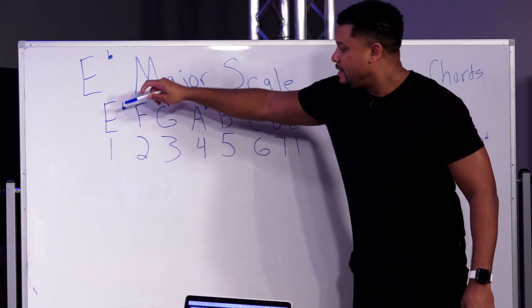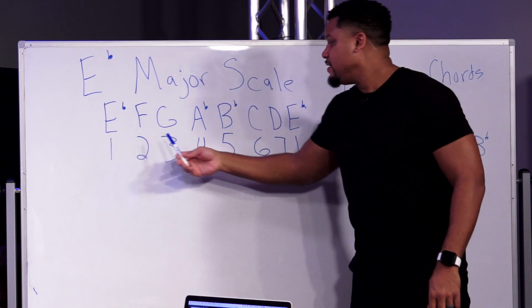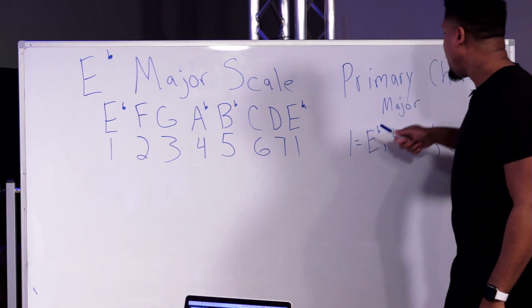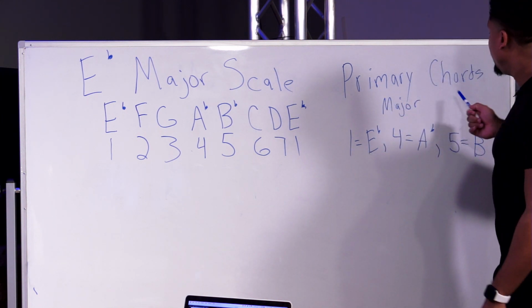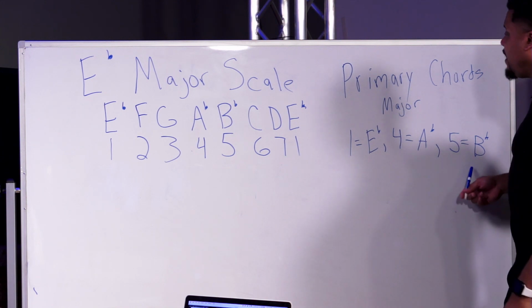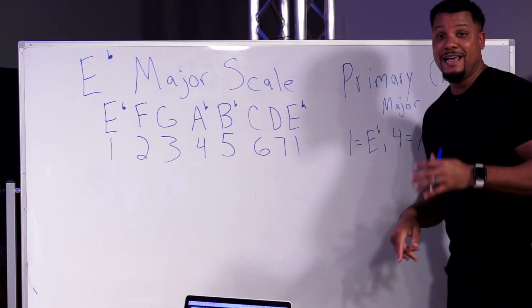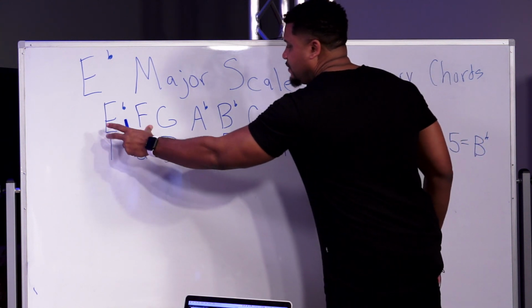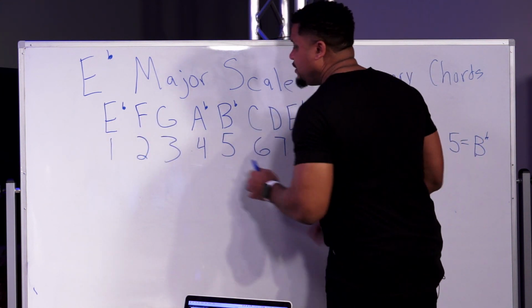So once you take this and scoot it over, the 4 is going to be major and the 5 is going to be major. And that's why I have here the primary chords in the key of E flat major are the 1, the 4, and the 5. Now, it's probably not as easy to see as being on the piano because you can't see the actual keys, but this is the same concept.